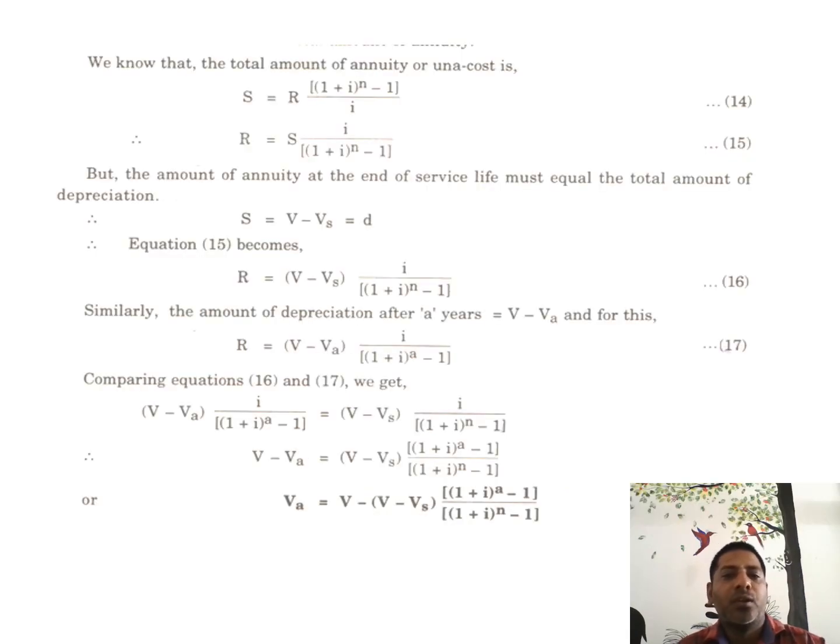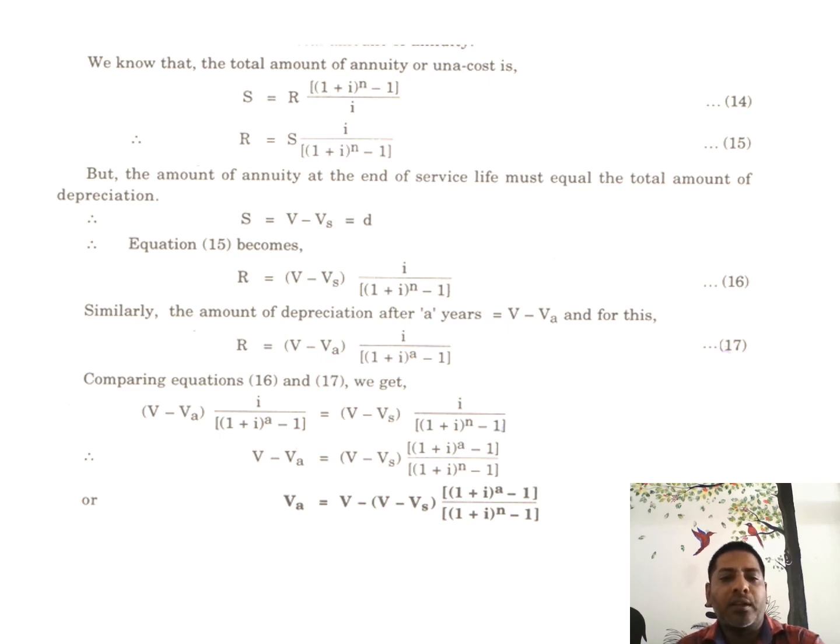Next, we see the total amount of annuity. S equals R into ((1 plus I) whole power N minus 1) by I. In terms of R, we can change the value: R equals S into I by ((1 plus I) whole power N minus 1). But the amount of annuity at the end of the service life must equal the total amount of depreciation. S equals V minus Vs equals D. And the same equation becomes R equals (V minus Vs) into I by ((1 plus I) whole power N minus 1).